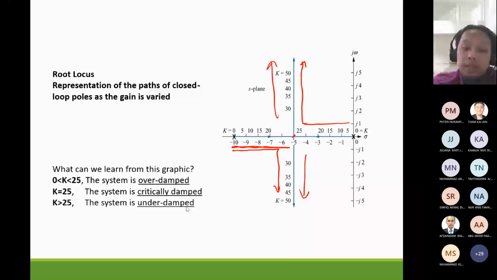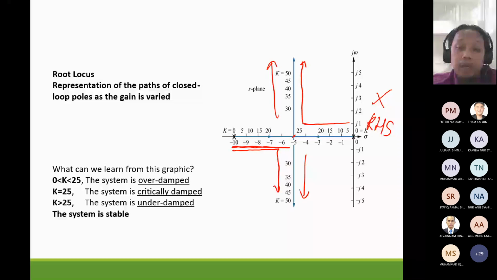When we change the value of K, the system will also change, the behavior, because the behavior depends on the poles. So when you change the K value, it changes the value of the poles and directly affects the behavior of the system. Overall the system is stable, because there are no poles located on the right hand side. All of the poles are located on the left hand side. That's why the system is stable.